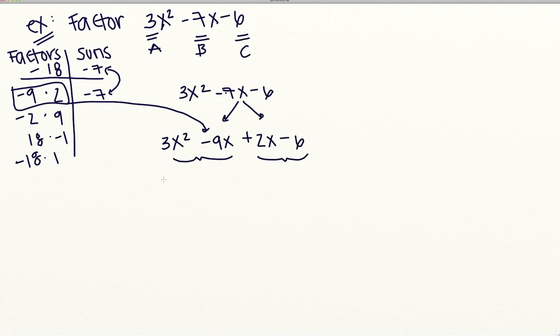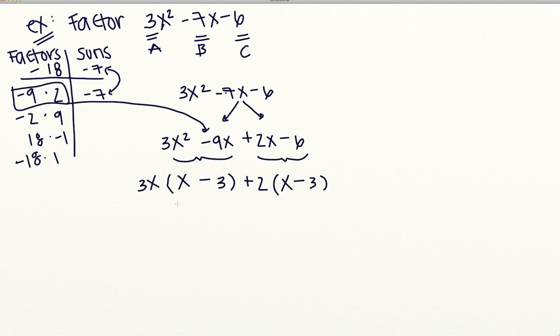So now I'm going to pull out my GCF on this first group. And the biggest thing that goes into both 3x squared and negative 9x is a 3x. So I'm going to pull it out, leave what's left behind in parentheses. So I have an x and a negative 3, because 3x times x is 3x squared. 3x times minus 3 is minus 9x. And then in this one, I'm going to look for my GCF, and in this case it's a positive 2. And I'm going to see what's left behind. In this case, it's x and a minus 3.